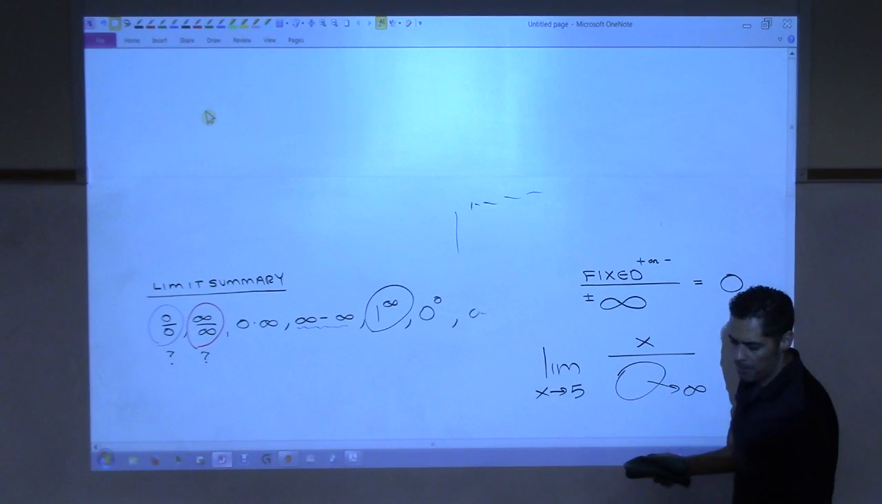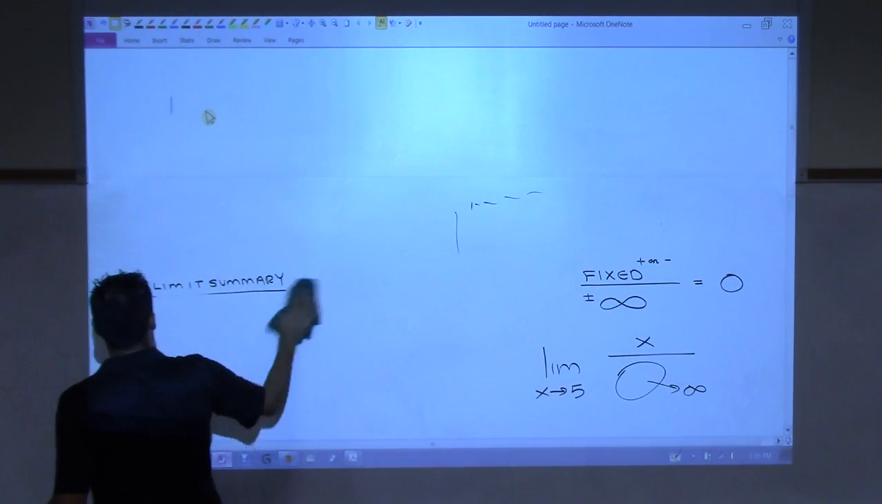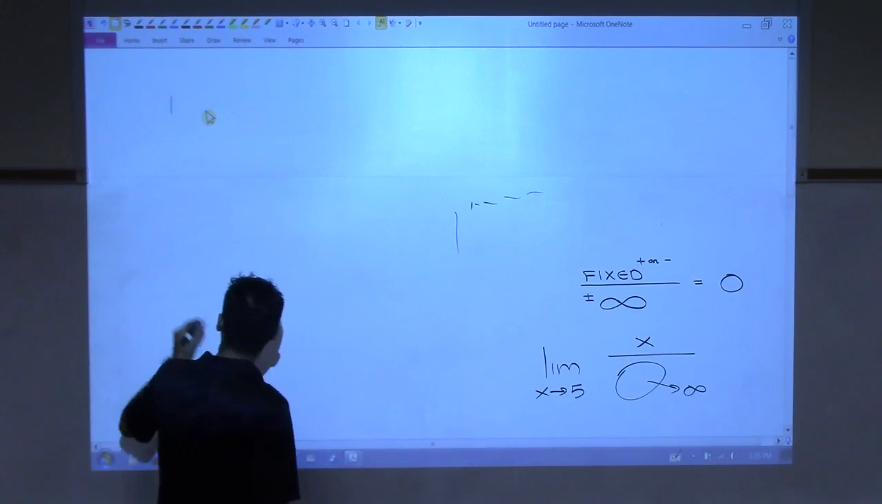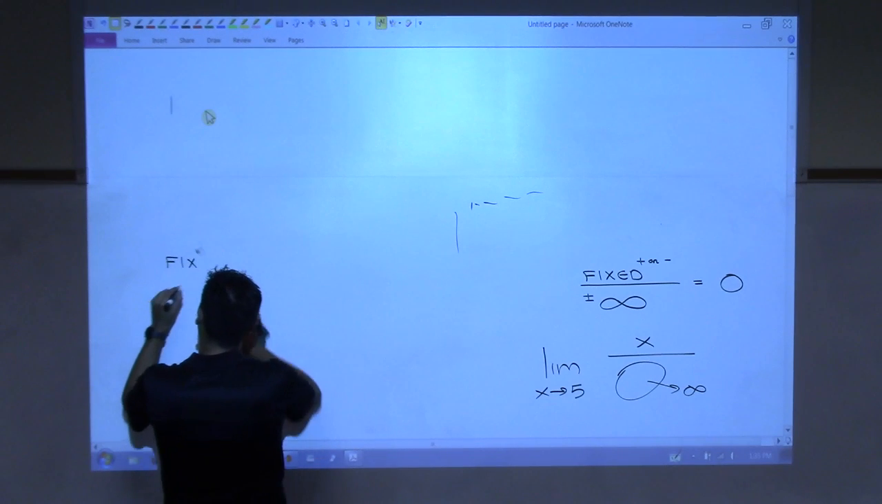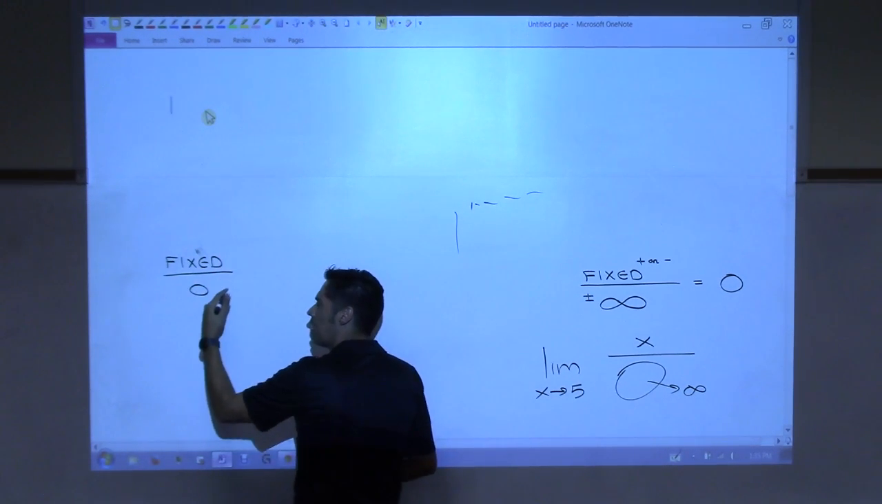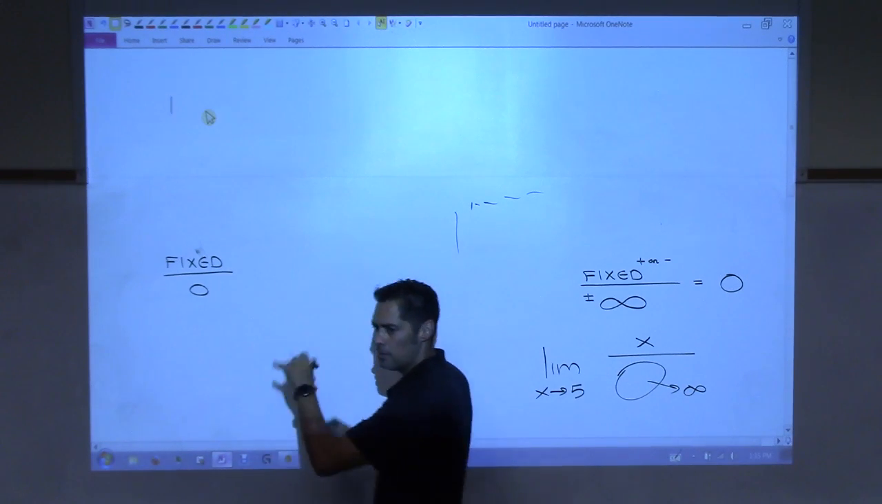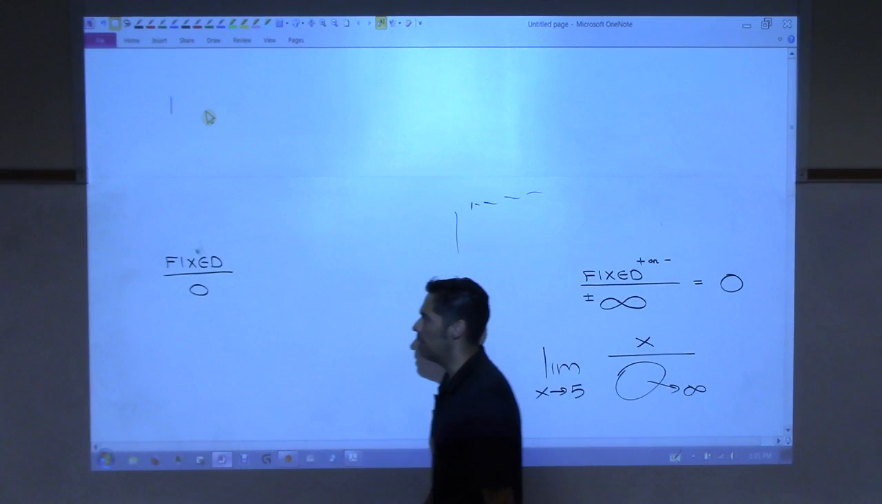All right, and then the bottom left is 4 different things. And I'm not going to get into each of the 4. I just want to put it up here. If you have fixed over 0. Now we could have positive and positive, positive and negative, negative and positive, negative and negative, all these different scenarios. I just want us to think about what would be happening here.